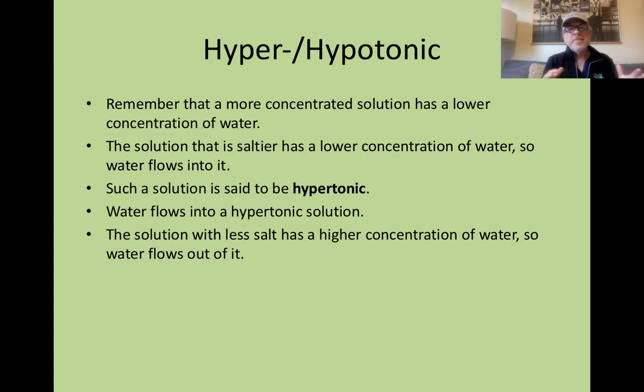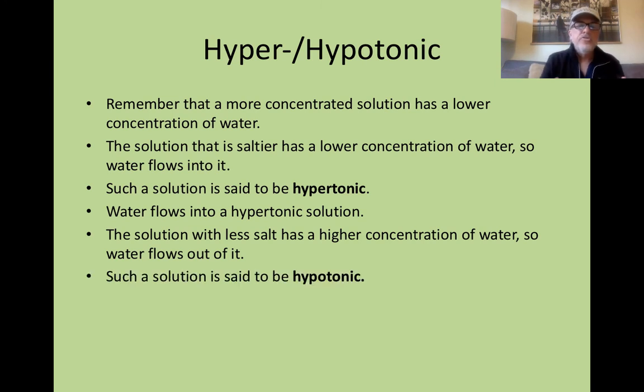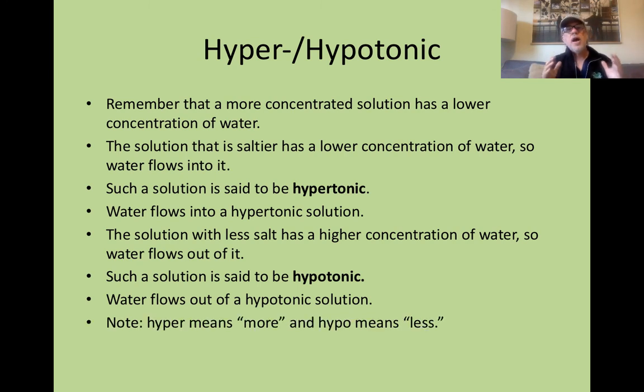The solution with less salt has a higher concentration of water, so water flows out of it. Such a solution is said to be hypotonic. Water flows out of a hypotonic solution. It might help you to know that the word hyper means more and the word hypo means less. So that shows that these words are always relative to something else. They can only be stipulated when you have two solutions near each other.